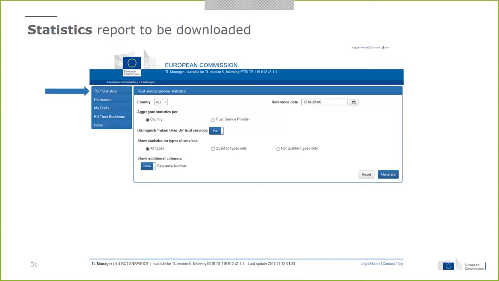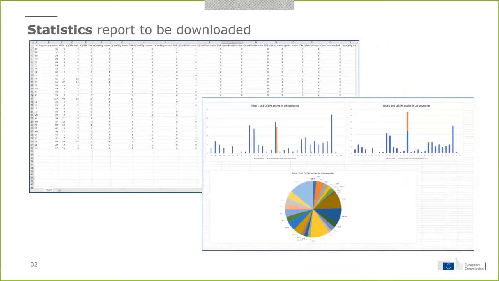And other features, like how you want new columns. This is how it looks. Sorry if it's a bit small, but here the result is based on the fact that we chose to aggregate on a country basis, and as you can see in the columns, you have all TSPs, active ones, taken over by, etc., for each of the types.